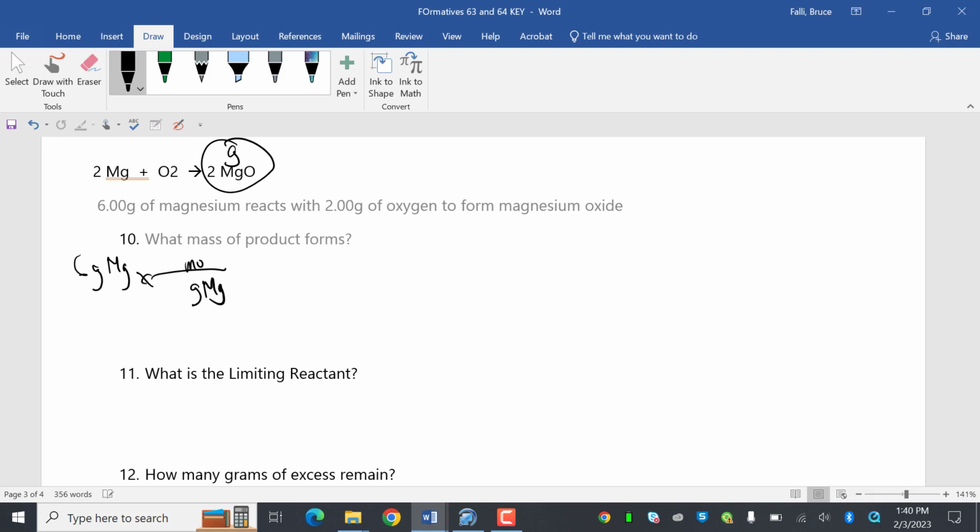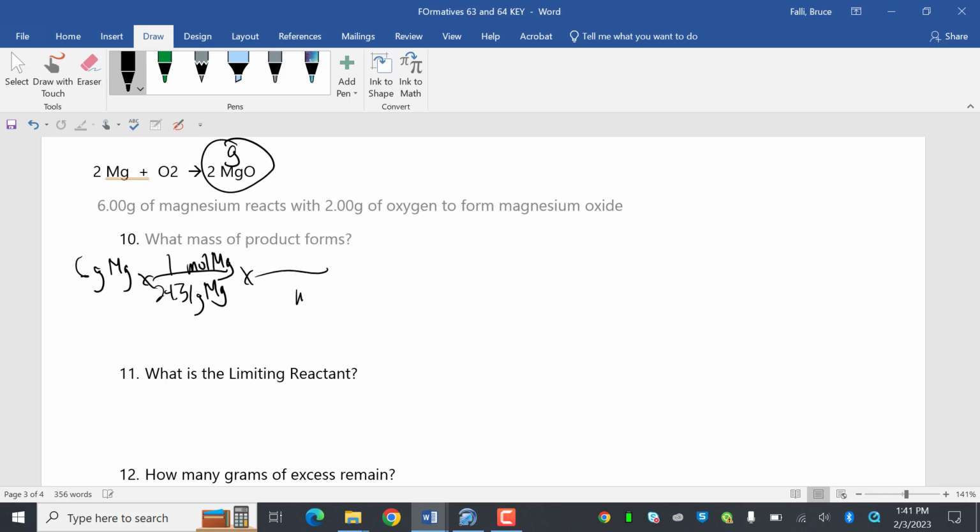I'm going to go into moles of magnesium. 1 mole, 24.24. Is that the molar mass of magnesium? I'm going to ask Siri. What's the molar mass of magnesium? It's 24.31. Bad memory.